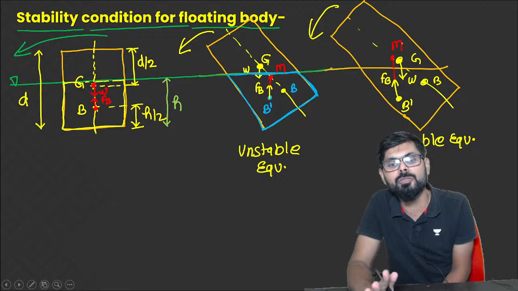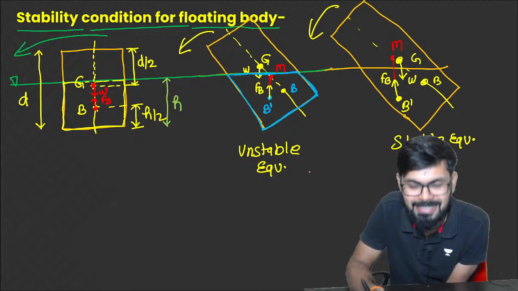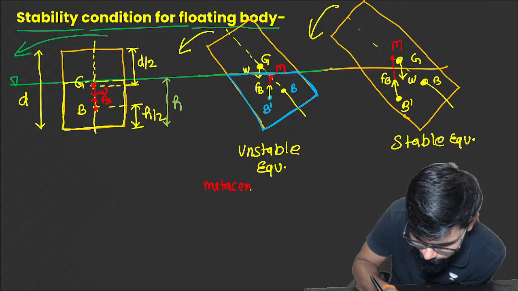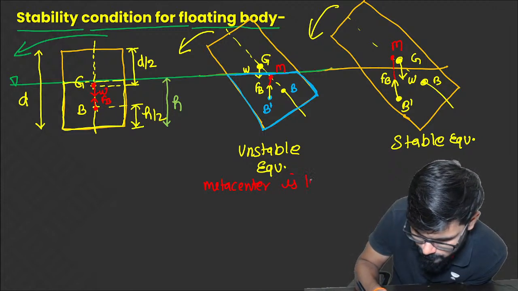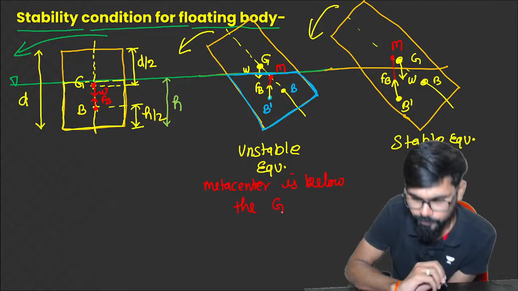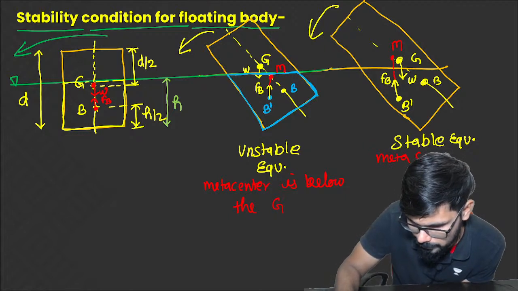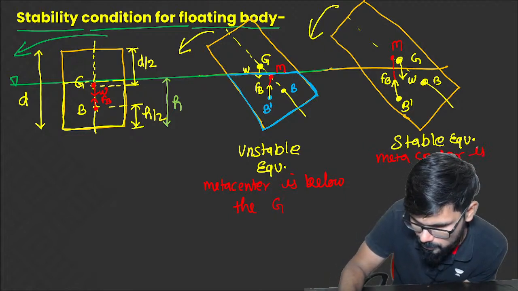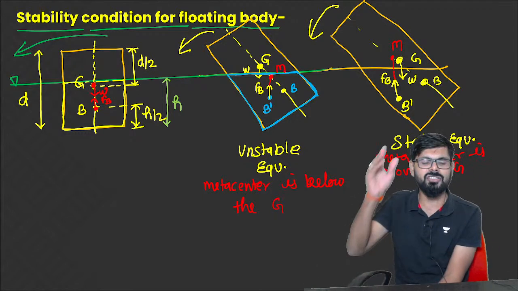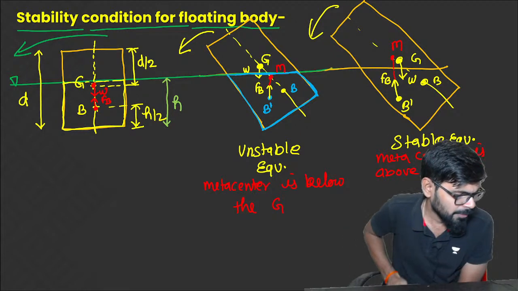If the metacenter is below the center of gravity, then it is an unstable equilibrium, right? Metacenter is below the G, correct? Here the metacenter is above the G. Just write this, just draw this diagram very fast. समझ में आया है मेटा सेंटर का कॉन्सेप्ट?